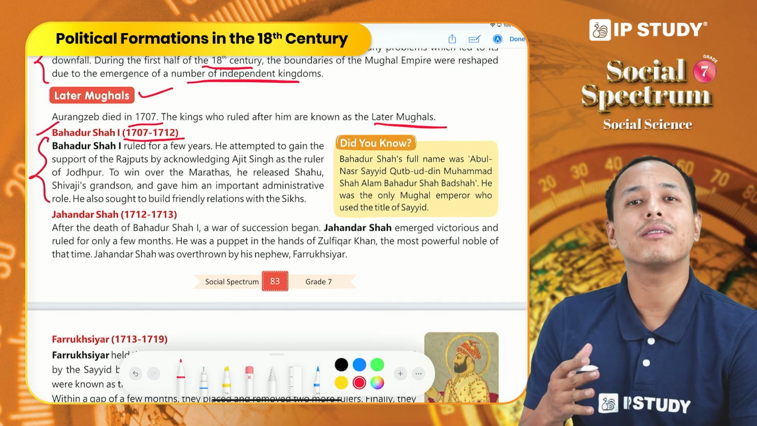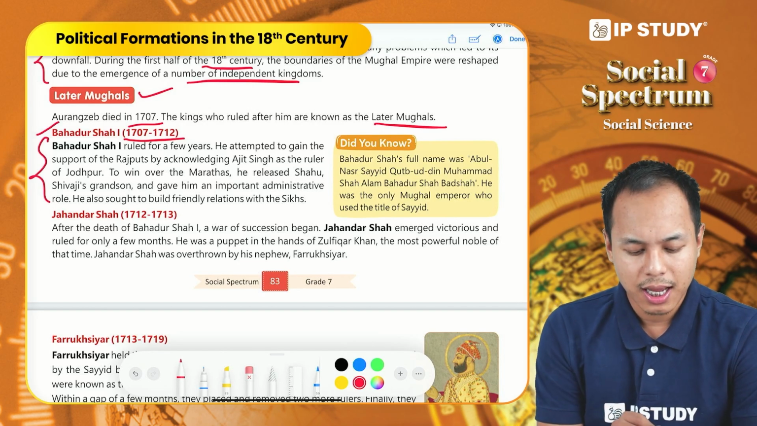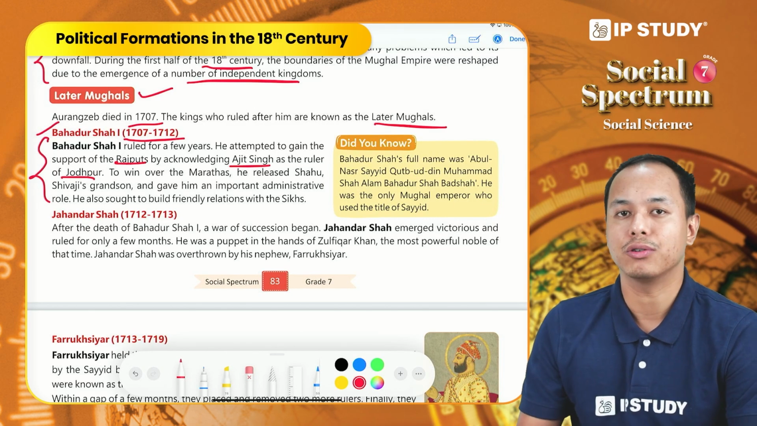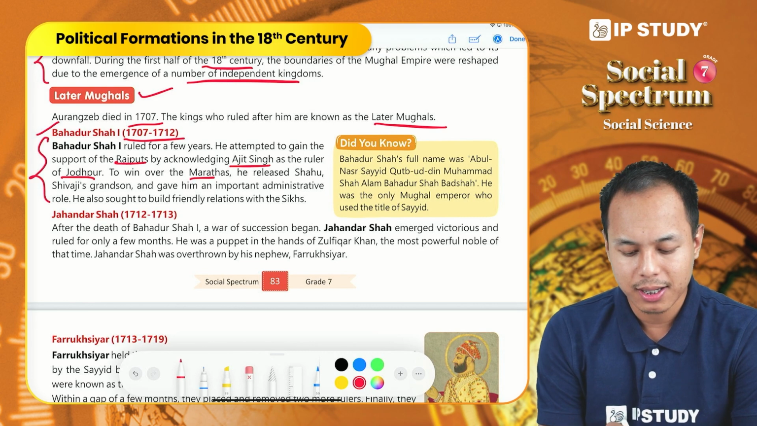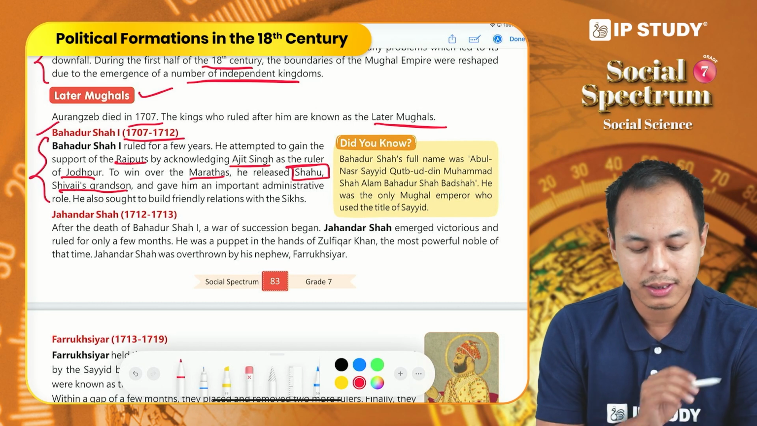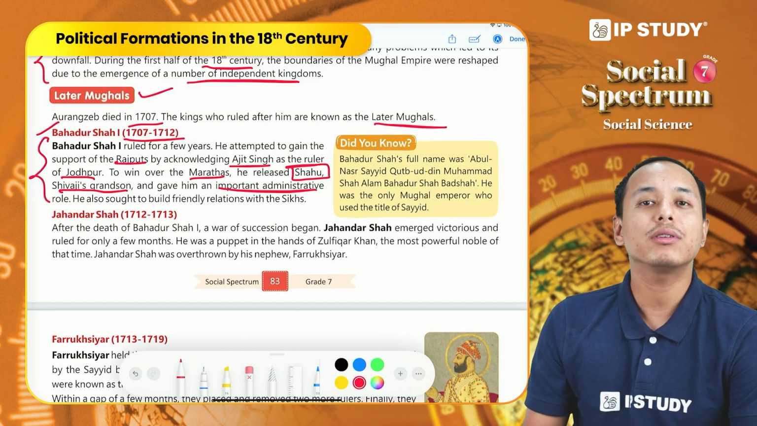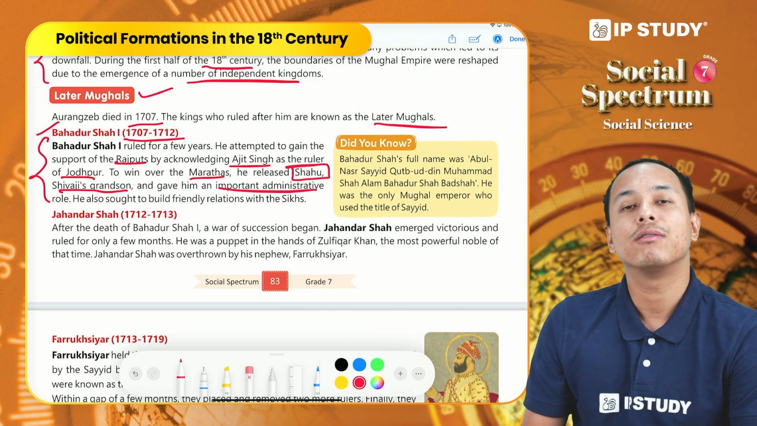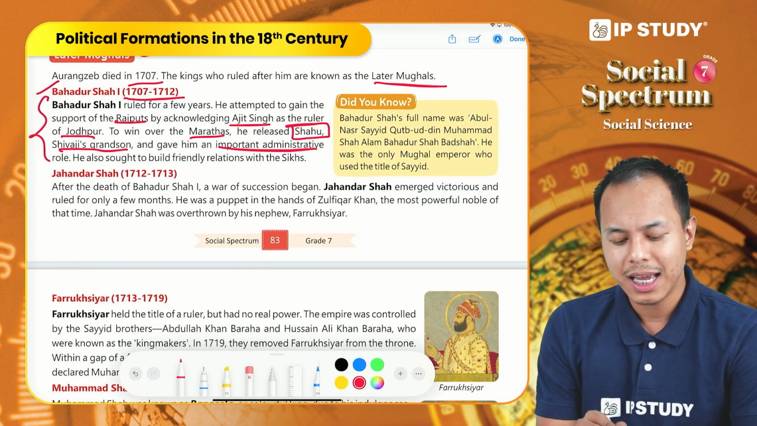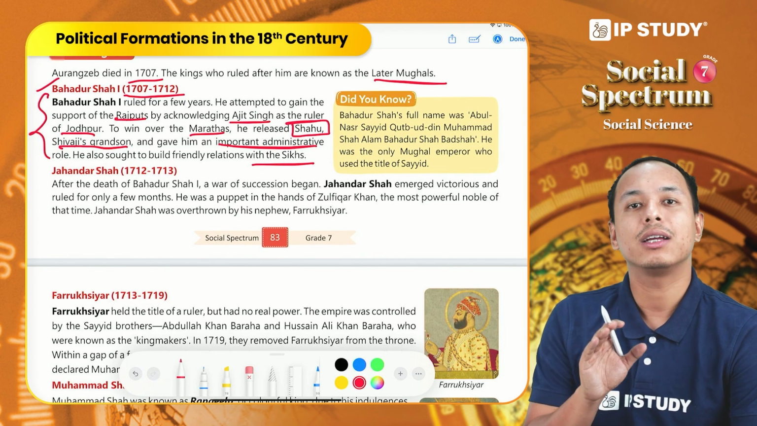So Bahadur Shah ruled for a few years, and during his rule, he tried to maintain a friendly relation with the Rajputs. And how did he do so? By acknowledging Ajit Singh as the ruler of Jodhpur. He also did the same with the Marathas, and he released Sahu, who was the grandson of Shivaji. And he also gave Sahu an important administrative role. So he was trying to maintain a friendly relationship with the other kingdoms. And he also tried to build friendly relations with the Sikhs. So we can say during the rule of Bahadur Shah, it was more diplomatic.